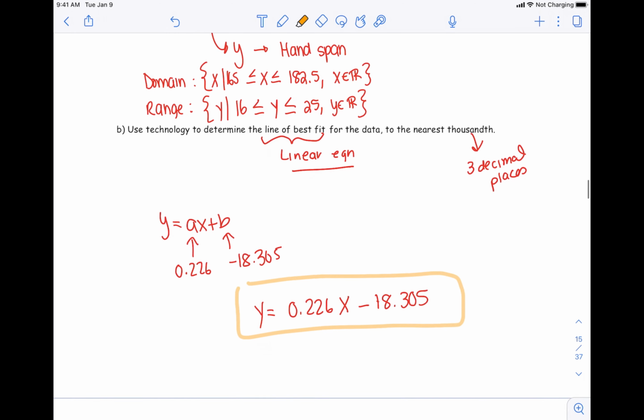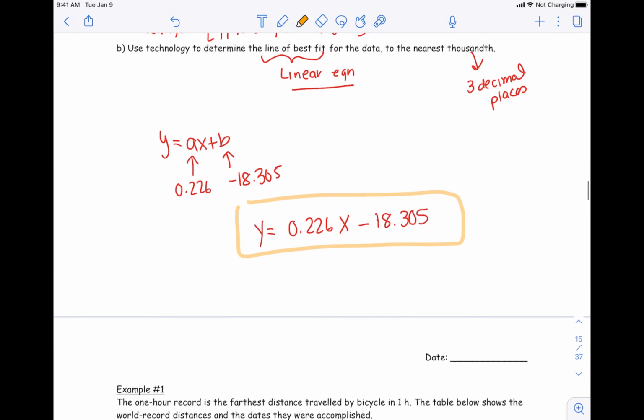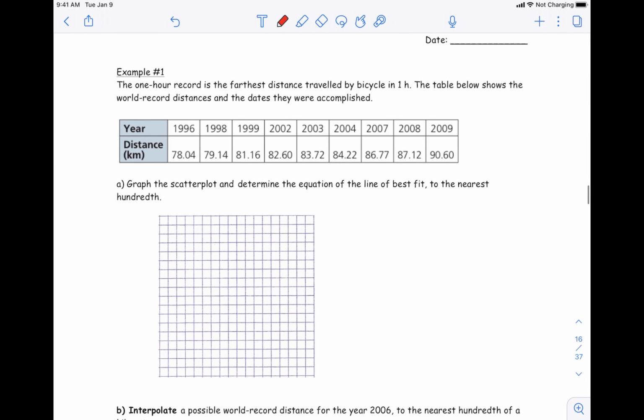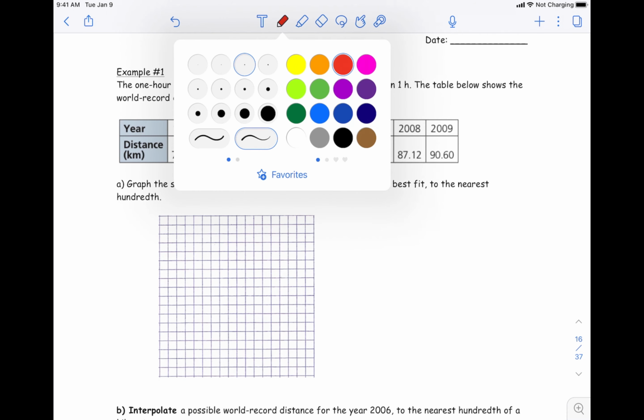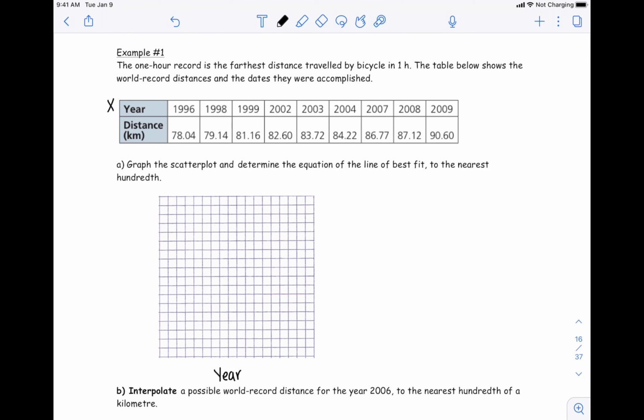Okay, so once you learn those steps, you'll see that it pretty much repeats itself. For the next one, we want to make sure that we're able to graph a scatter plot. This is where you put the year, which is the x coordinates, always at the bottom. And your y coordinates in this case would be the distance.